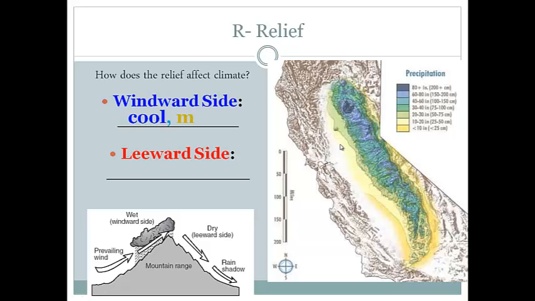So on the windward side, the side closest to the body of water, we're going to have cool, moist climates. Whereas the climates on the other side, the leeward side, are going to be warm and dry.